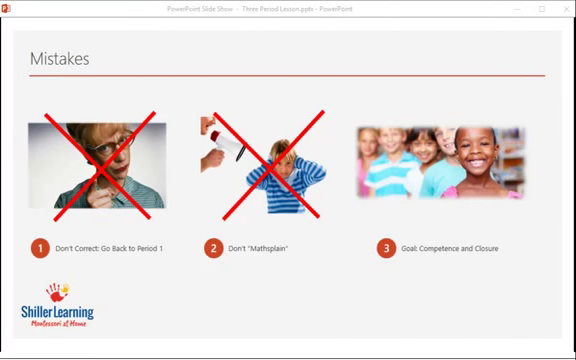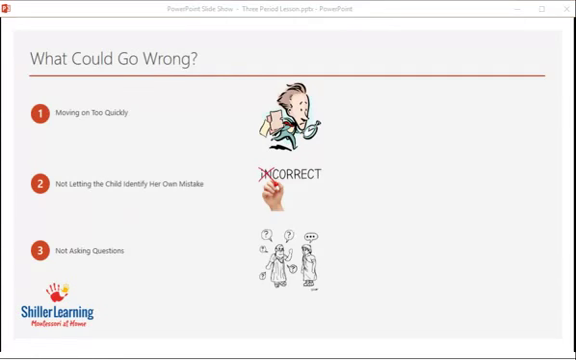Children learn how to learn, and they don't learn to rely on others to find and fix their mistakes. This approach builds competence and closure, which equates to independence and confidence from the start. Well, what could possibly go wrong?